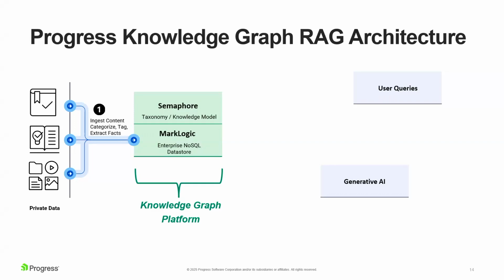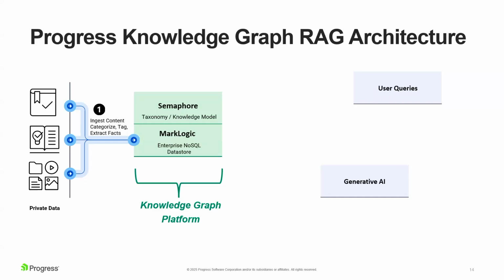And then you basically have a taxonomy or knowledge model that describes the relationships of that data. And we'll talk a little bit more about that before we get into Jim's demonstration. But basically, that's step one of the process. I need to have a graph representation of my private data.